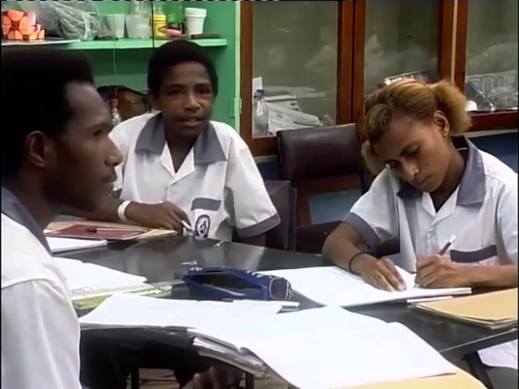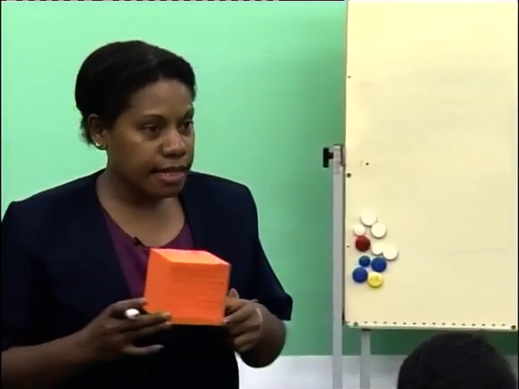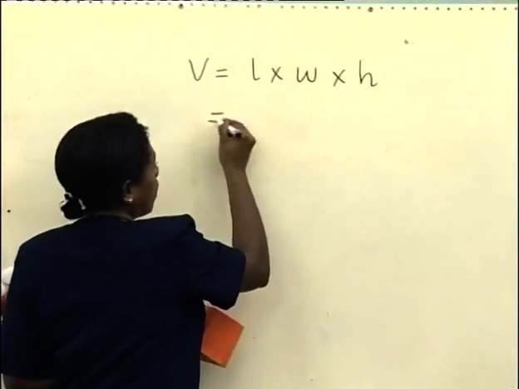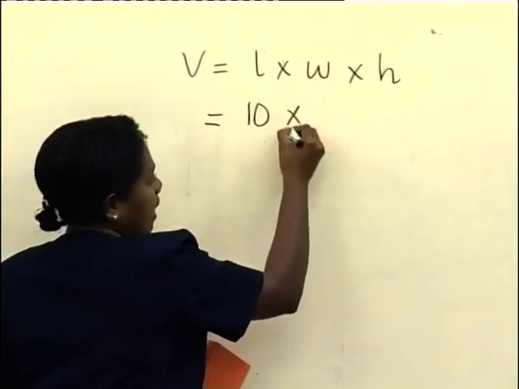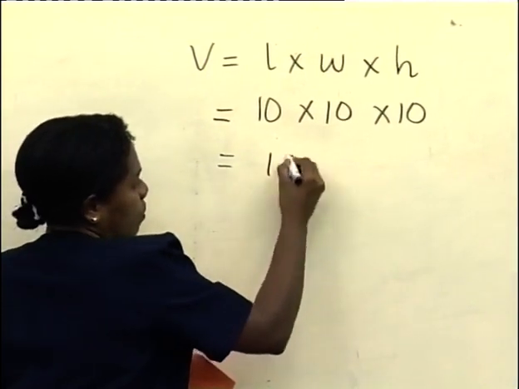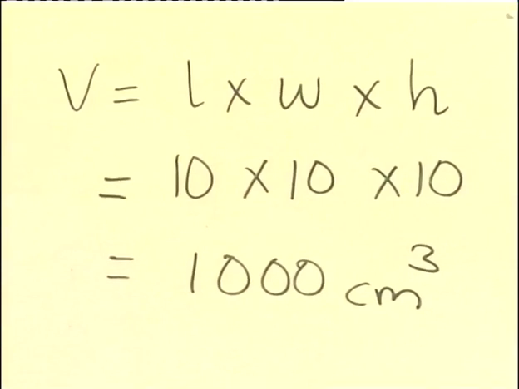Okay, Winnie. 1,000 cubic centimeters. Class, do you agree with Winnie's answer? Yes. 1,000 cubic centimeters, because what did we do? We multiply 10 times 10 times 10, which gives us 1,000 cubic centimeters.